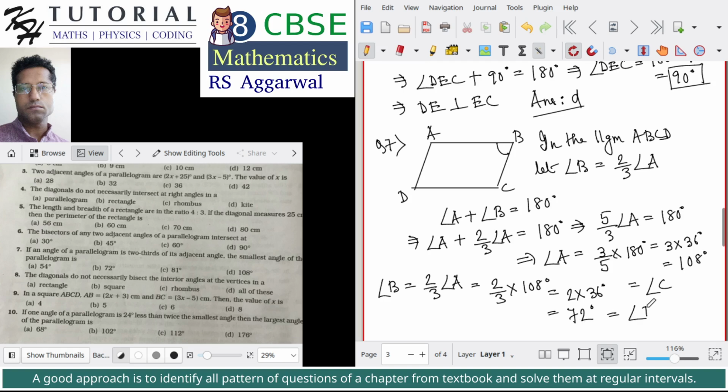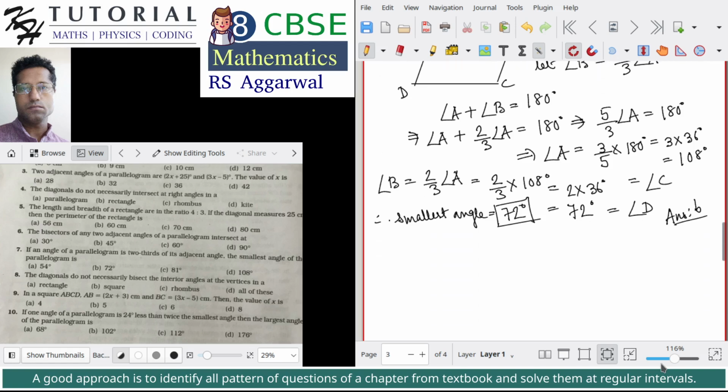So angle B is equal to angle D. Therefore the smallest angle is equal to 72 degrees. 72 degrees is the smallest angle. So the correct choice is B. The correct choice is B. Okay, let's do problem number 8.